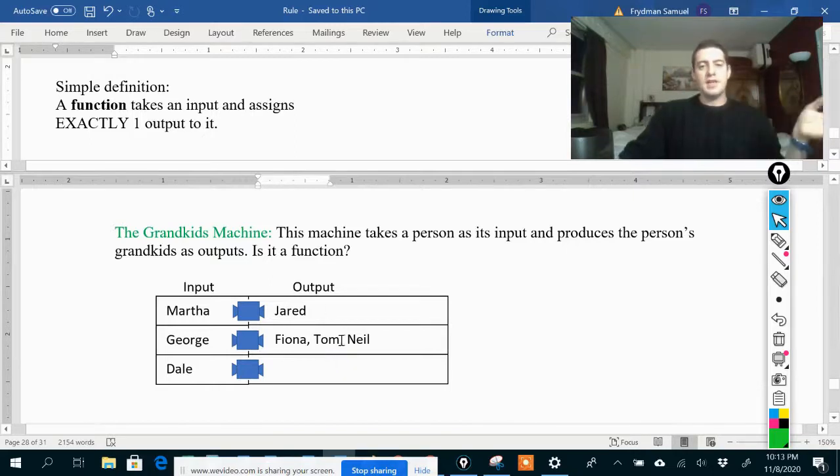So this is an example of a rule which is not a good function, okay? Because we want exactly one output for each input. We don't want 3 outputs. We don't want 0 outputs. We want exactly 1 output for every input that we put into the machine. So this machine would not be a function.